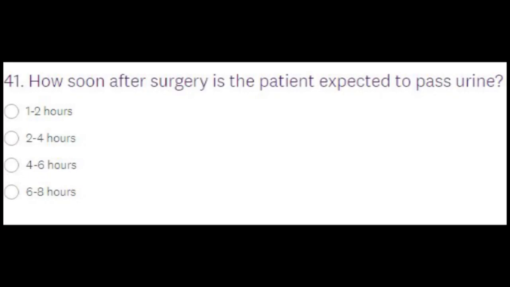Okay, coming to the 41st question. How soon after surgery is the patient expected to pass urine? Options are option 1, 1 to 2 hours. Option B, 2 to 4 hours. Option C, 4 to 6 hours. Option D, 6 to 8 hours. Option D, 6 to 8 hours is the right answer.